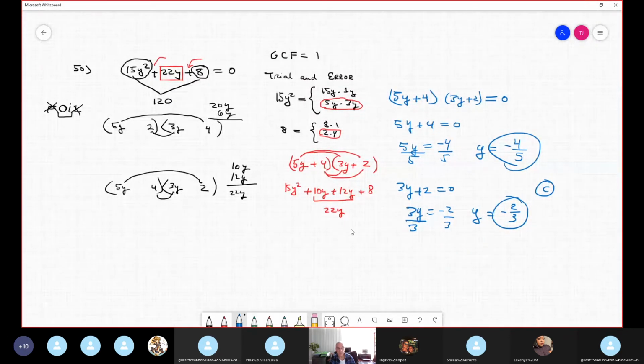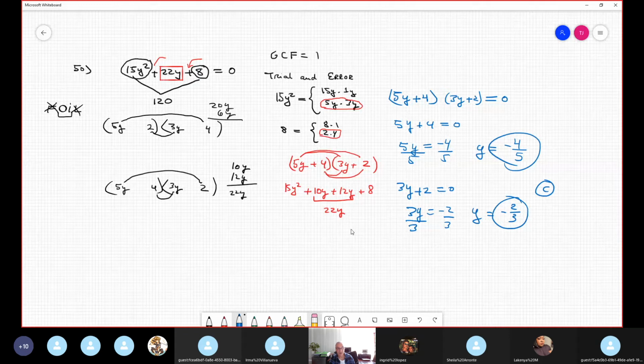Okay, definitely. I tried to put this example because I want to illustrate that sometimes we need to apply this method, trial and error.